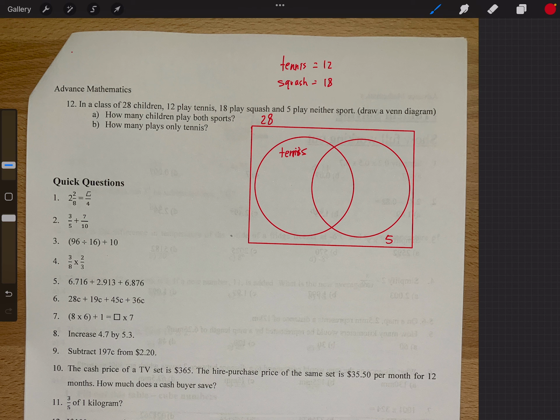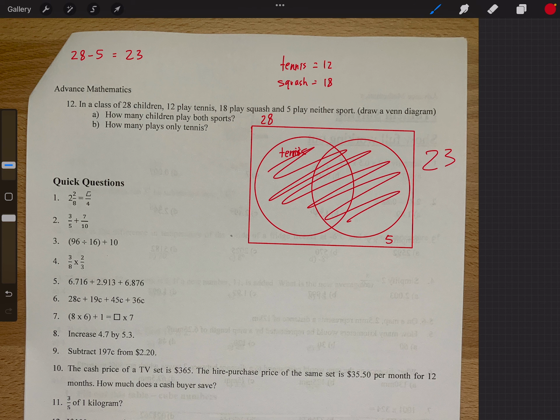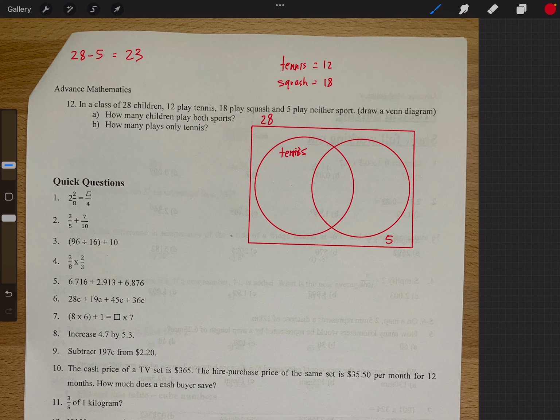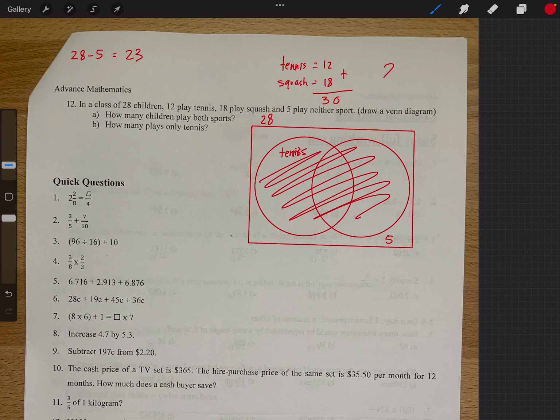So the first thing we're going to do is take 28, take away 5, and that's going to give us 23. That means in both of these, it's going to be 23 people. Okay, so now let's see. How many people play both sports? What we're going to do is add these two up. We're going to get 30 people.